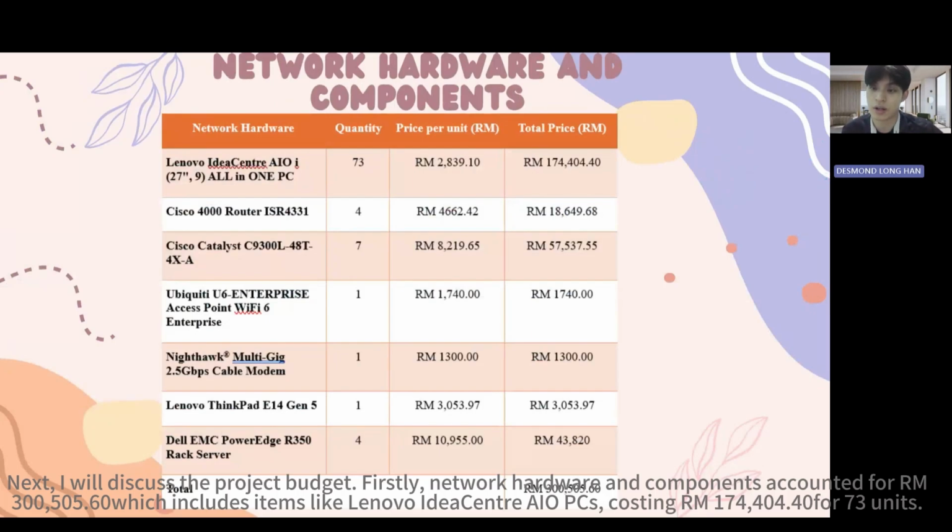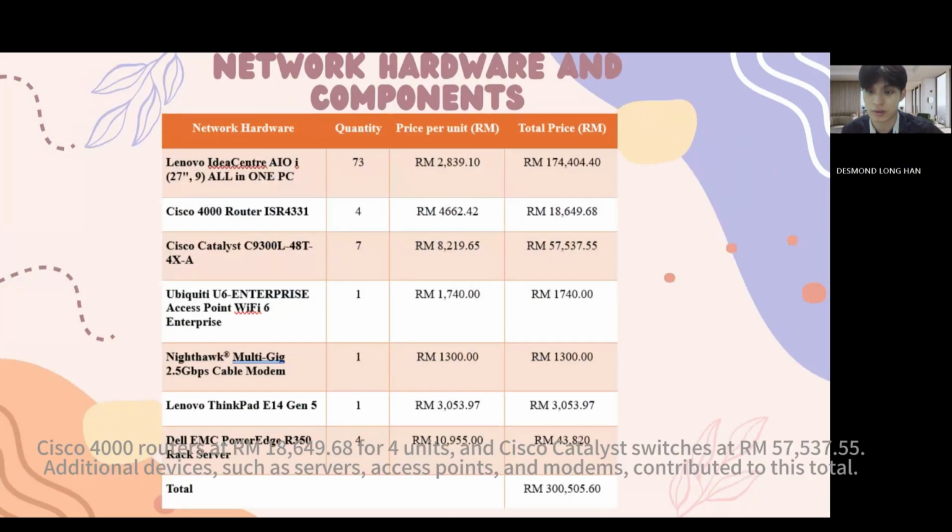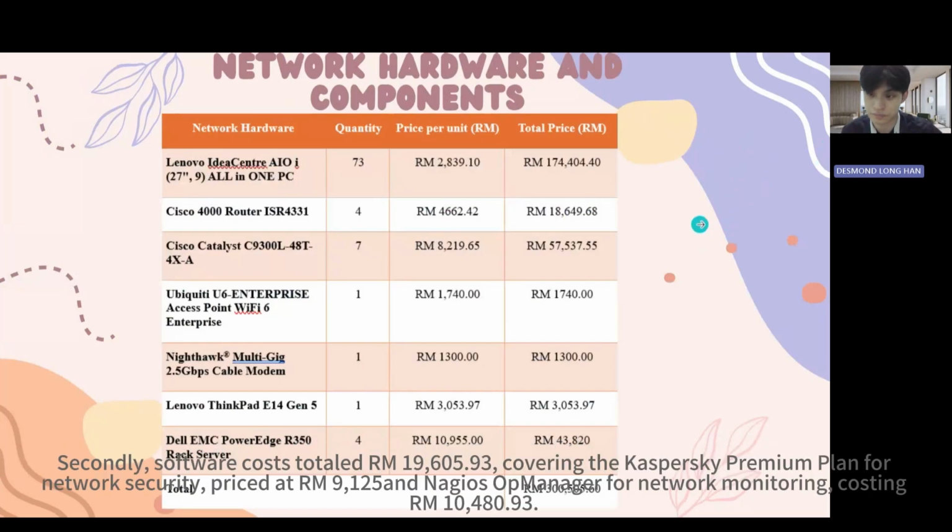Firstly, network power, hardware, and components accounted for 300,505 ringgit and 60 cents, which included items like Lenovo IdeaCentre AIO PCs costing 174,404 ringgit and 40 cents for 73 units, Cisco 4000 routers at RM 18,649 and 68 cents for 4 units, and Cisco Catalyst switches at 57,537 ringgit and 55 cents. Additional devices such as servers, access points, and modems contribute to this total.